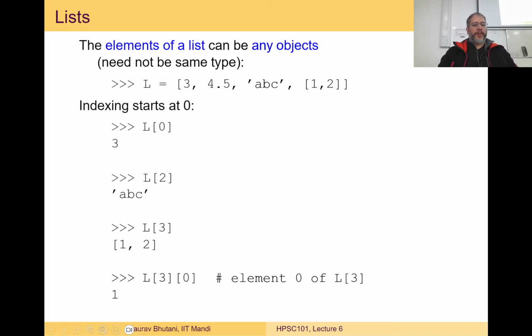And I've also talked about how to index these multi-dimensional lists. So to refer to the item 1 in this last list, you will first refer to this list 1, 2 by saying L of 3, which is the 4th item in the list L, and then we will say that we want the first item of that list, so we will say the index 0. So that becomes L[3][0].